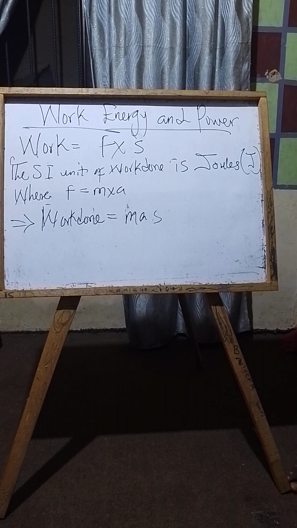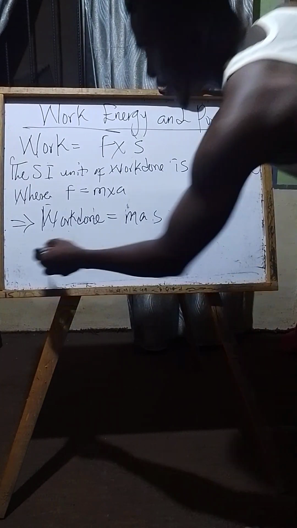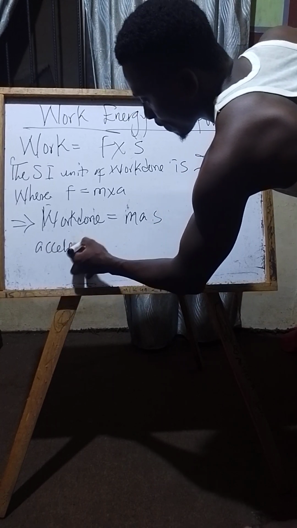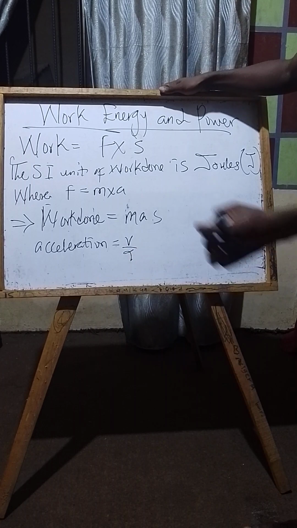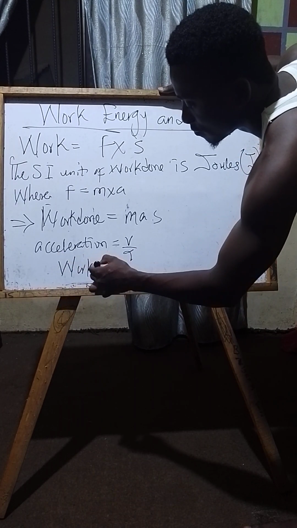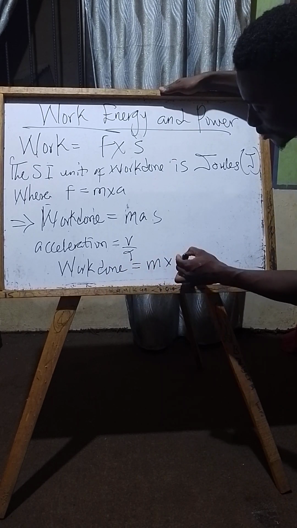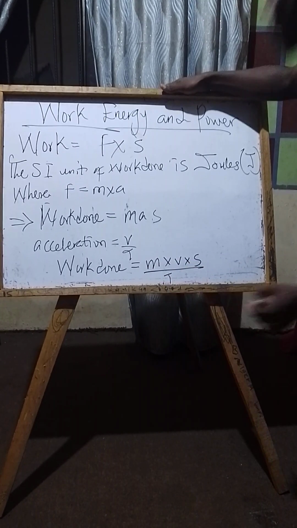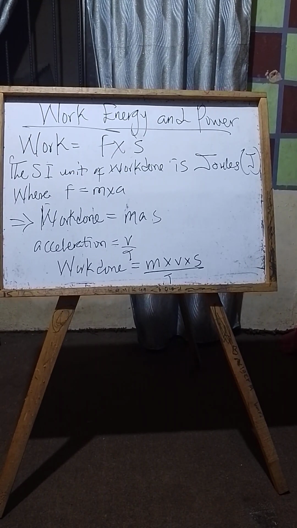Now, if we know work done can be this, we also know very well that acceleration is equal to velocity over time. It means that I can say that work done is equal to mass times velocity times distance all over what? Time. You see the formula is expanding.